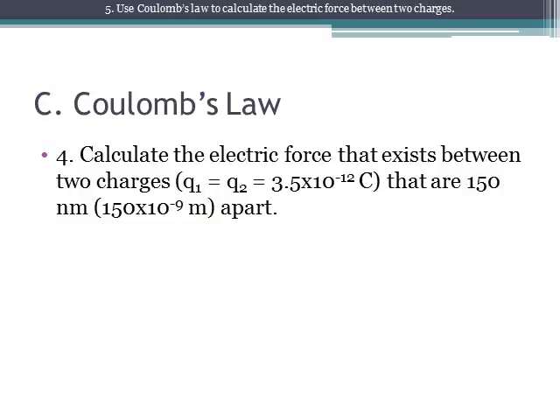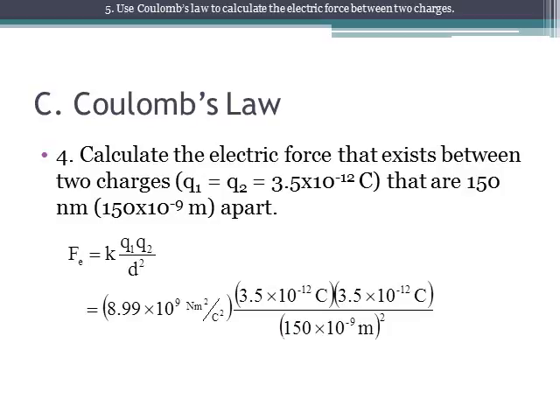So all we need to do here is use Coulomb's law, where the electric force equals Coulomb's constant times Q1 times Q2 divided by D squared. So just plugging in our numbers here, and again, you don't need to memorize the equation and you don't need to memorize the constant. The constant is 8.99 times 10 to the 9th Newton meters squared per Coulomb squared, and then we multiply by the two charges. Notice these two charges are the same. We're told Q1 is equal to Q2.